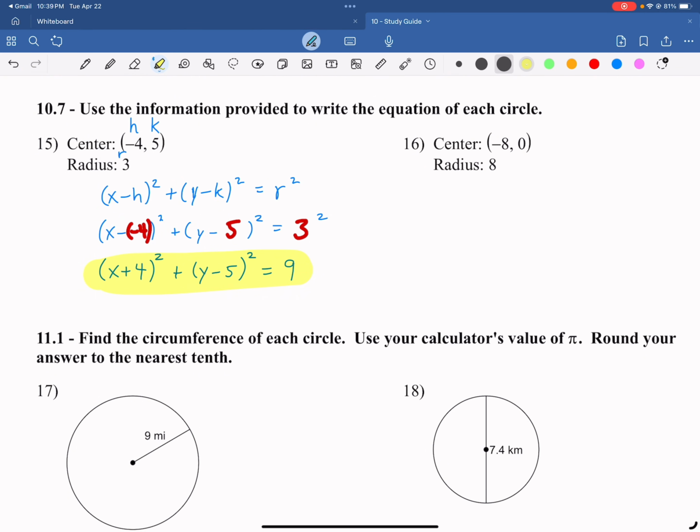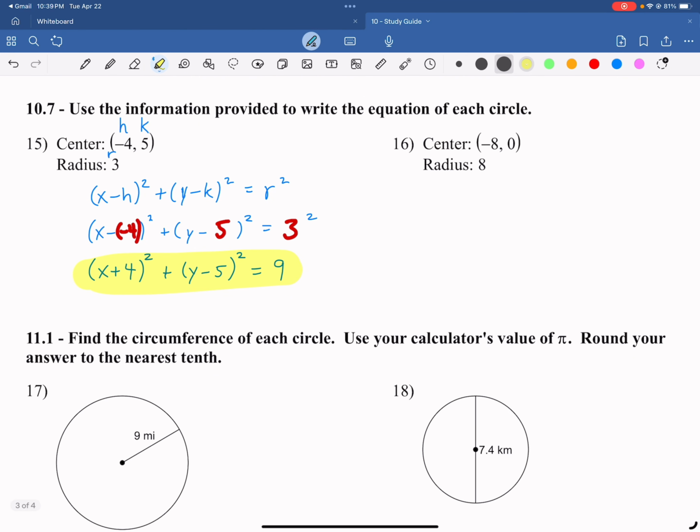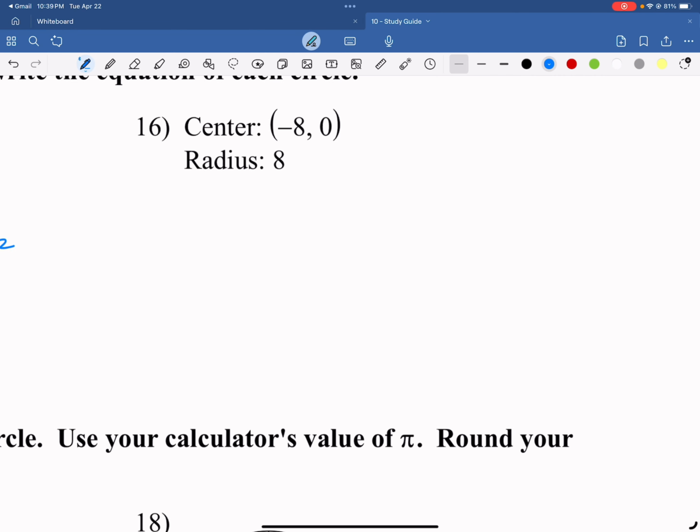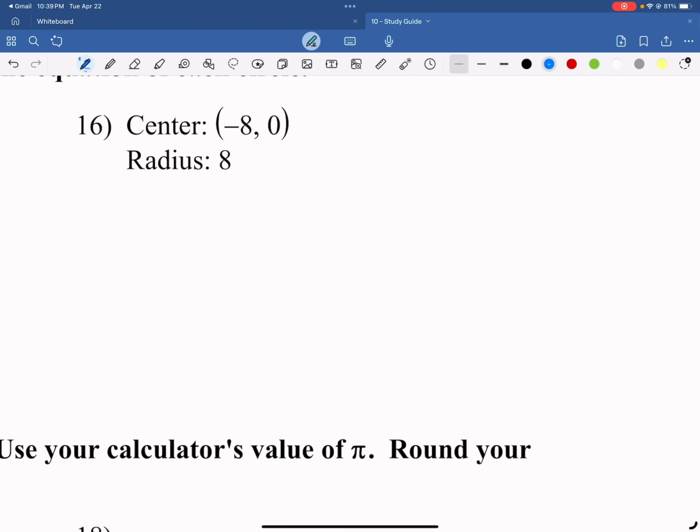Okay, number 16, very similar. Should I zoom in? Let's do it. So you have your h value, you have your k value, you have your r value. Again, think opposites. If you already know that, you could take the shortcut, right? You know that it's going to be x plus 8 squared plus y minus 0 squared equals 8 squared. I mean, if you're pro at this already, right?